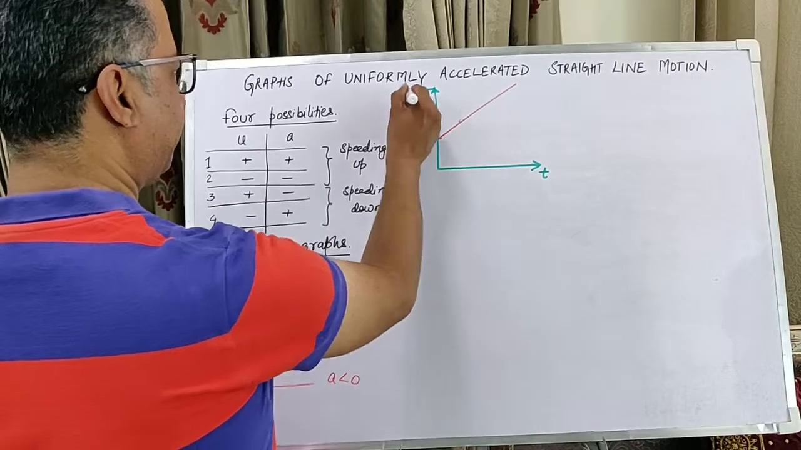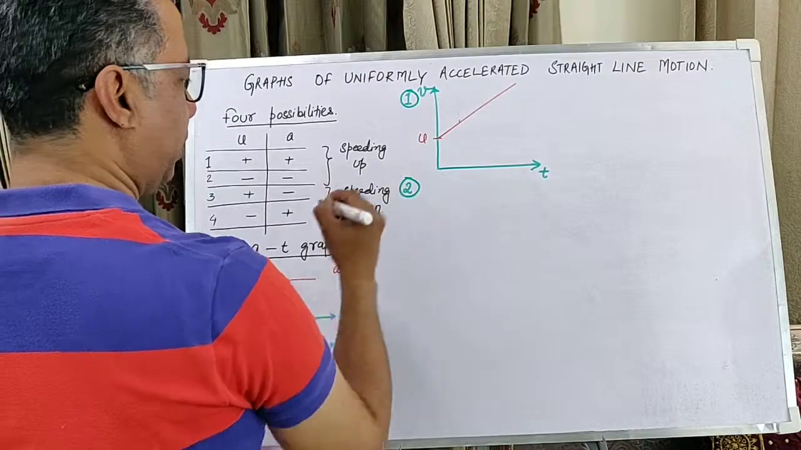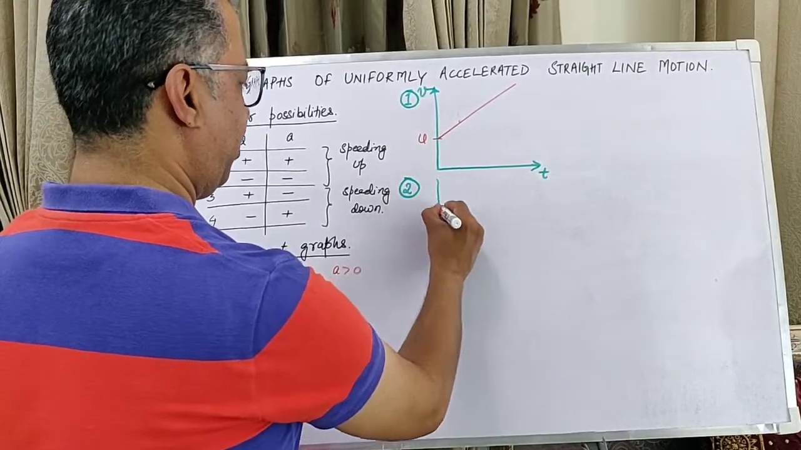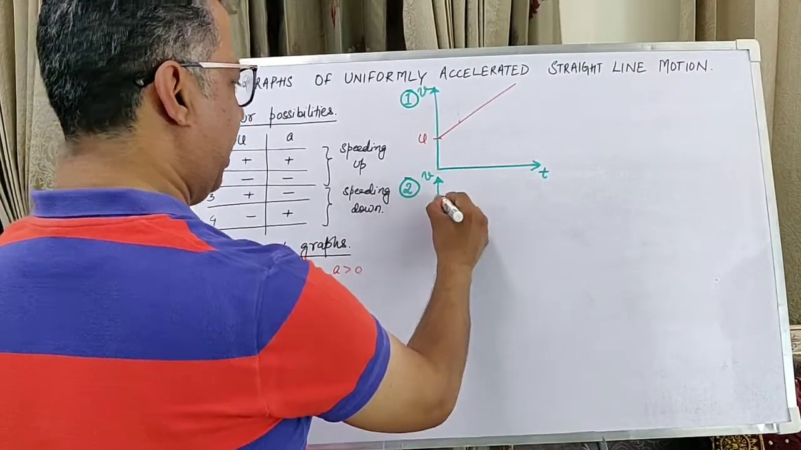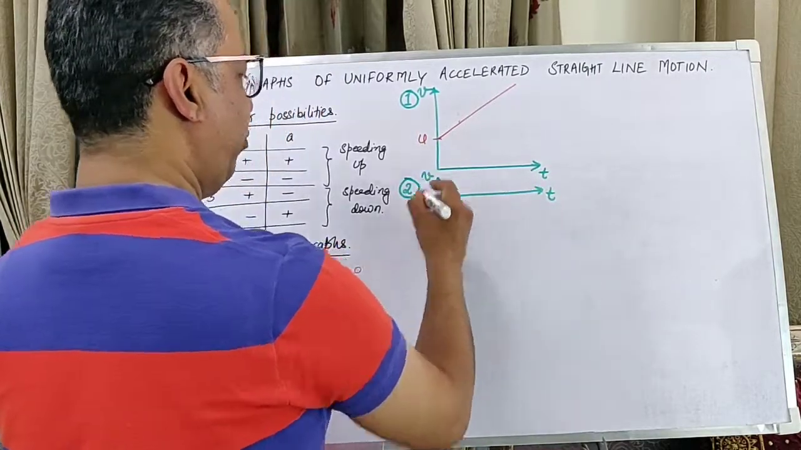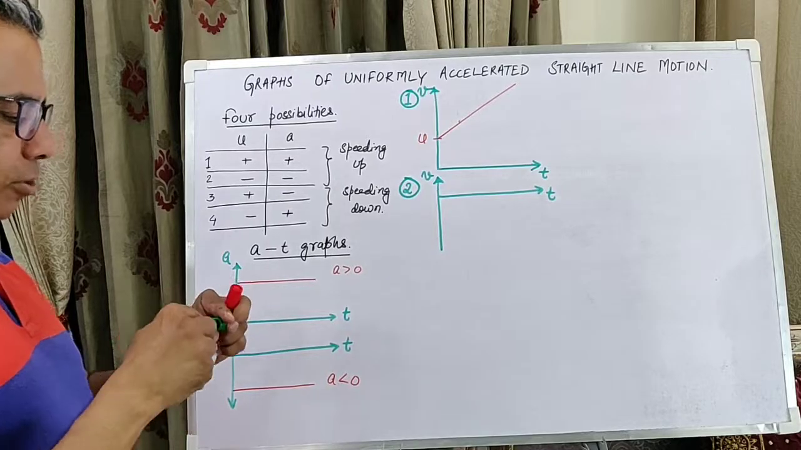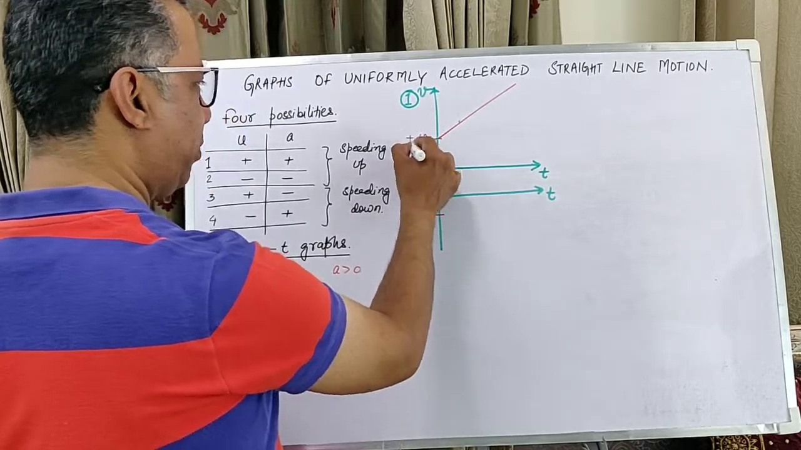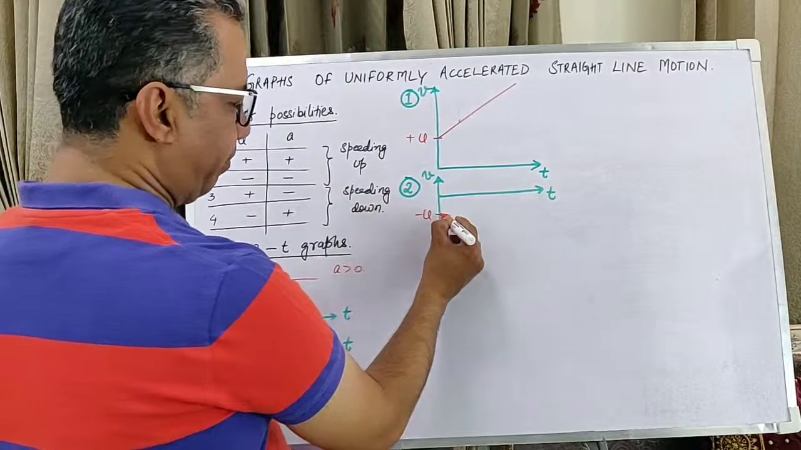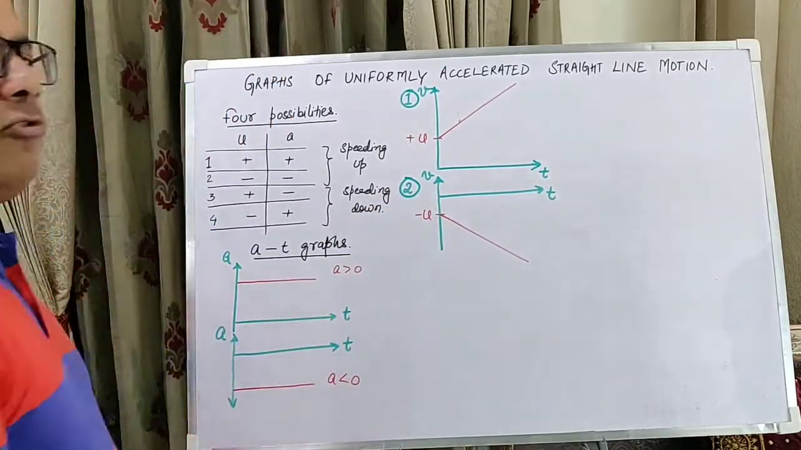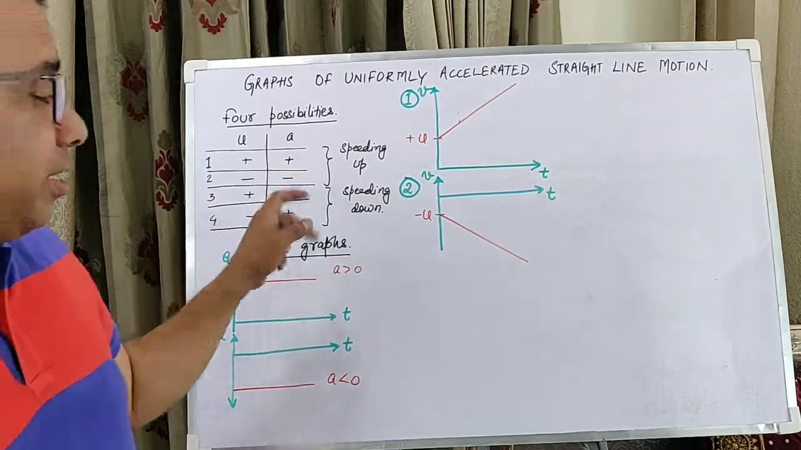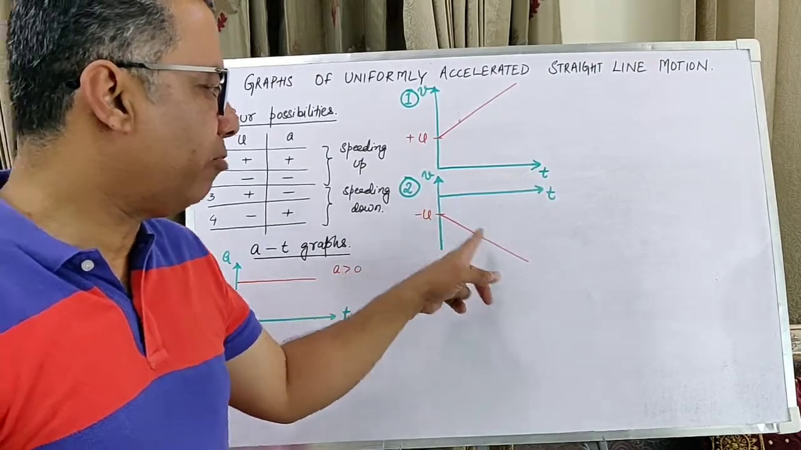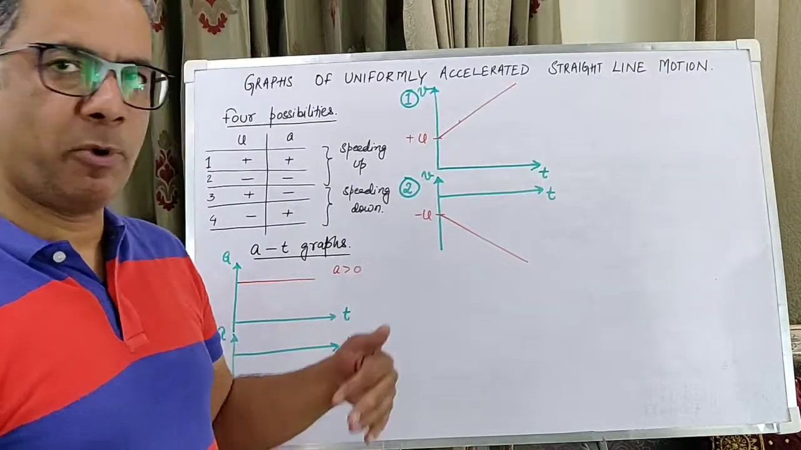For the second case, our VT graph looks like this. This is the time axis, v-axis. Now initial velocity is negative, so the graph actually starts below the time axis, minus u. It was plus over here. Also the acceleration is negative, so it's a downward sloping straight line. Acceleration is negative and constant, so you have a straight line because acceleration or the slope is constant, and it's downward sloping because it's a negative slope or negative acceleration.